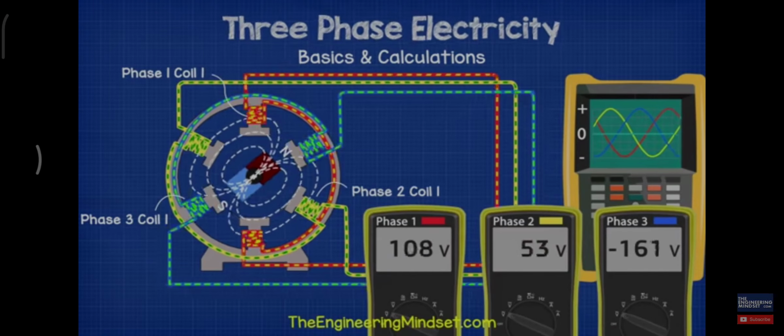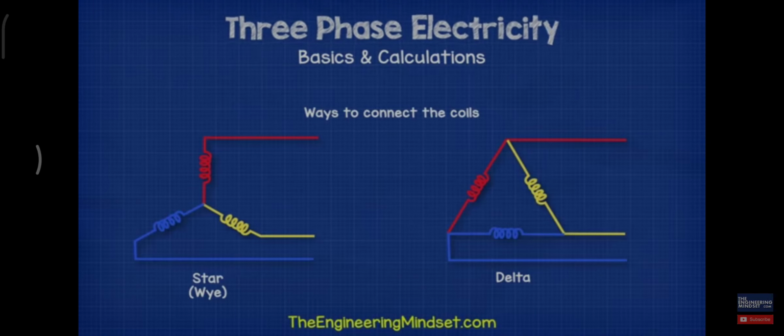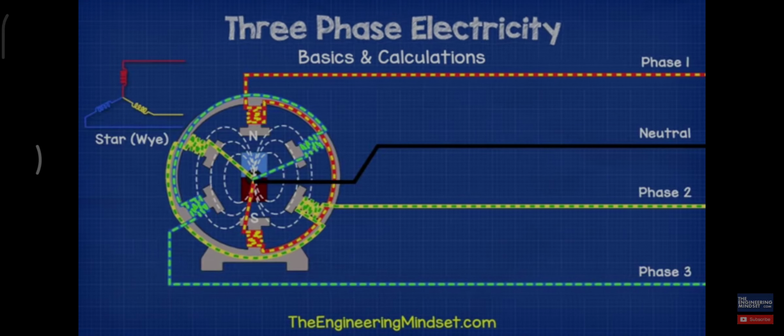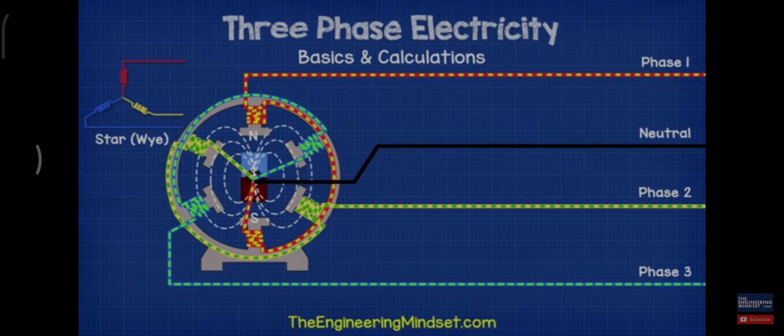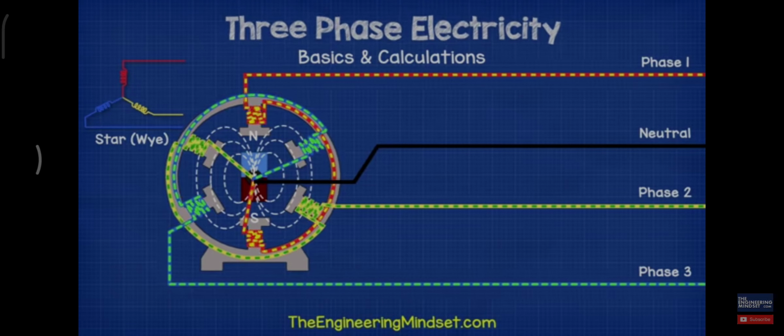With this design, we need 6 cables, but we can join them together in either a delta or Y method. For this example, I'm going to use a Y or star method because I think it's easier to understand. With a star configuration, we need just 4 cables, one for each of the 3 phases and then a neutral. Sometimes you don't need a neutral, but we'll look at that in our next video.